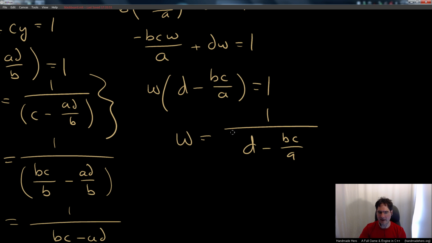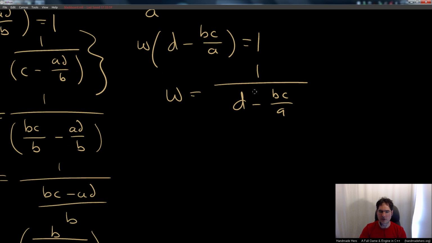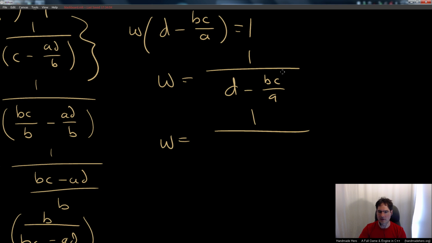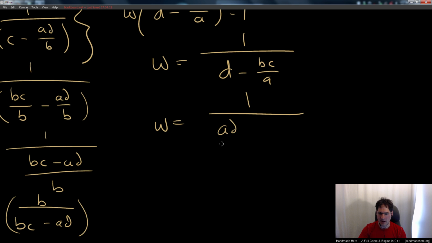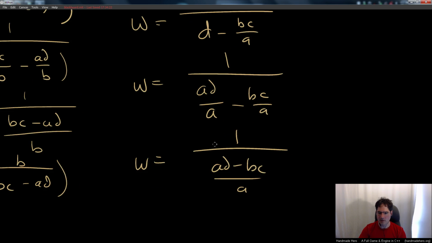And like I said before, we want to try and simplify this so that we can see the structure in the equation. So I'm going to continue doing exactly what I was doing before to get this into the simplest possible form. Again, multiply by a over a so that I can combine these two fractions. Well, this isn't really a fraction, but you get my point. So I'd have ad over a minus bc over a. That allows me to combine the terms. So that would give me 1 over ad minus bc over a.